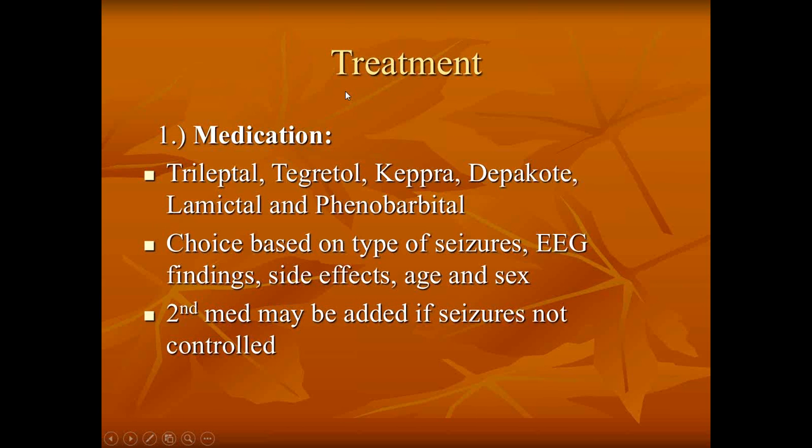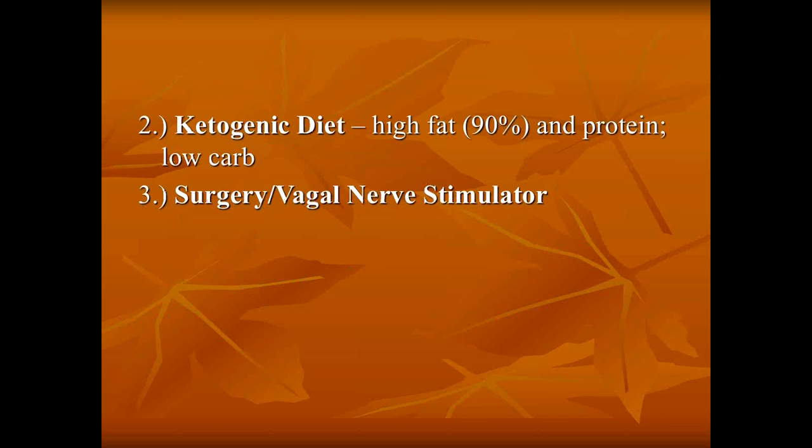The treatment for epilepsy or seizure disorder is usually medication. We have a variety of medications. I've listed just a few of them here. The choice of medication is usually based on the type of seizures a patient has, such as generalized versus focal, EEG findings, the side effects, age, and sex of a patient. So there are certain medications that we reserve for male patients because of the side effects or teratogenic effects for adult female patients. A second medication is usually added if seizures are not well controlled on the first medication.